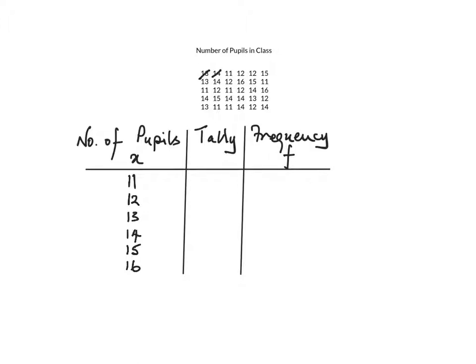So 13, 14, 11, 12, 12, 15, 13, 14, 12, 16, 15, 11, 11, 12, 11, 12, 14, 16, 12, 14, 16, 14, 15, 14, 14, 13, 12, 13, 11, 11, 14, 12, 14.